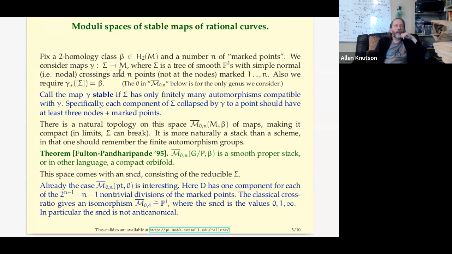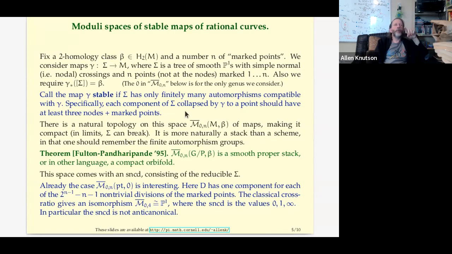There's going to be an extra bit of structure, which is I'll have n points on my P1, or more generally on my tree. So it'll be distributed around the tree, and there will be the stability condition that the map should have only finitely many automorphisms. So if I'm embedding gamma into M, then it's like sticking an insect into amber. It can't go anywhere. But if I had a component of sigma that mapped down to a point, then there'd be all these automorphisms it might have before it maps into M. So I say, no, it shouldn't have those.